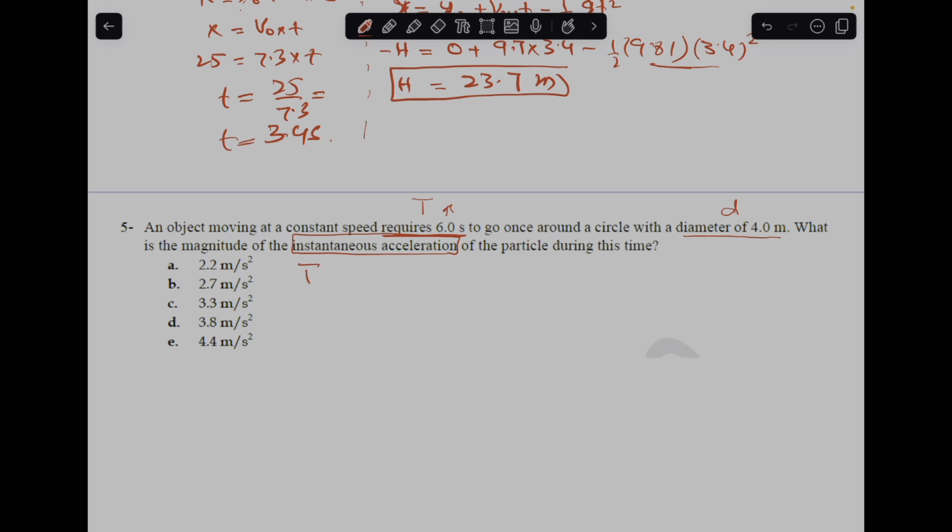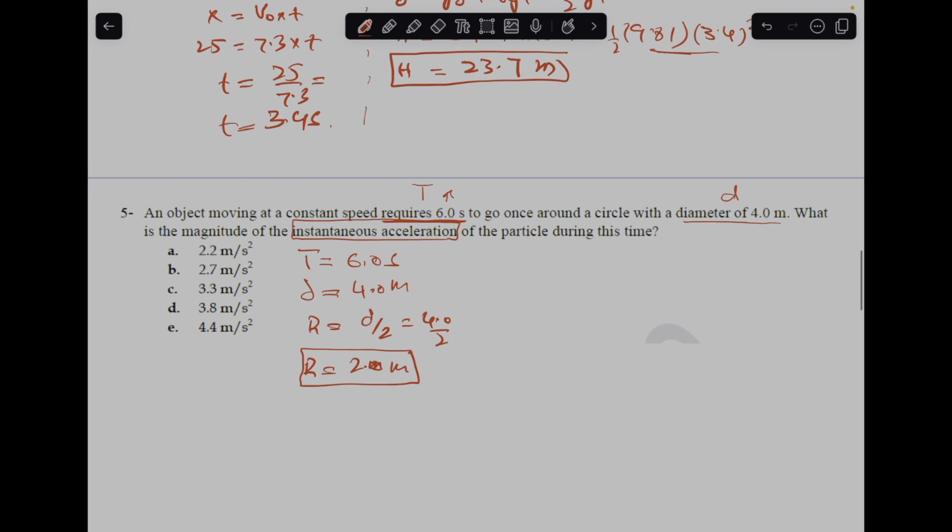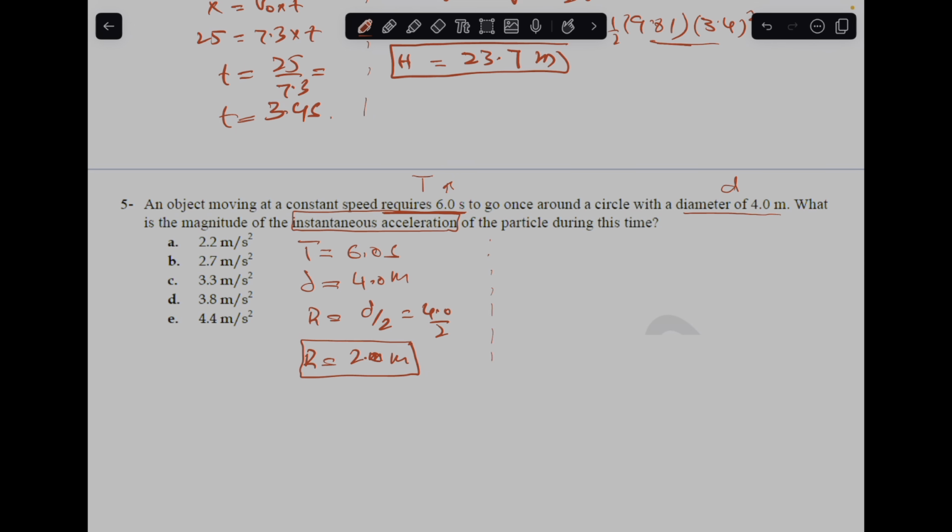So you are given time period 6.0 seconds, diameter is 4.0 meters, and your radius is diameter divided by 2, which is 4.0 divided by 2. So r is 2.0 meters. Now, what's your radial or instantaneous acceleration? Your instantaneous acceleration is nothing but v squared divided by r.